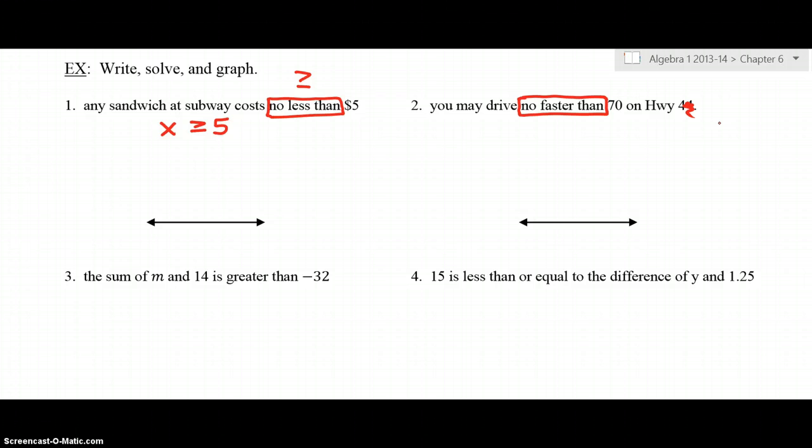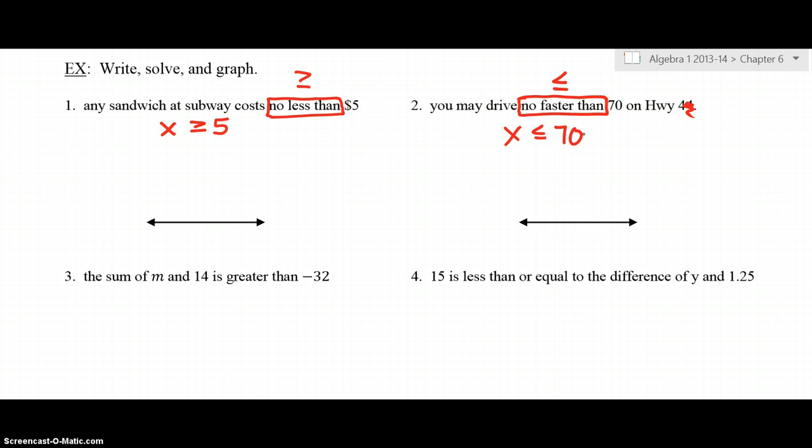So if we want to go no faster than 70, can we go 70? Yes. Can we go 80? No, not legally if we're following the rules, right? But could we go 65? Yes. So what symbol is going to go with this? Less than or equal to. So x is less than or equal to 70.